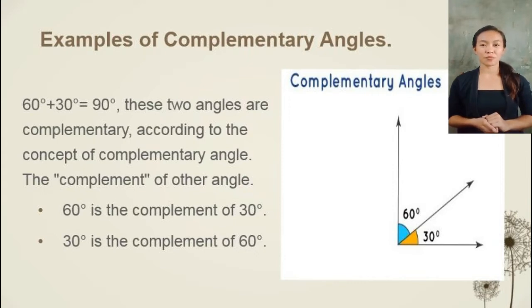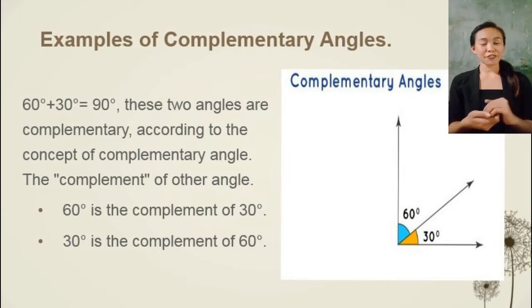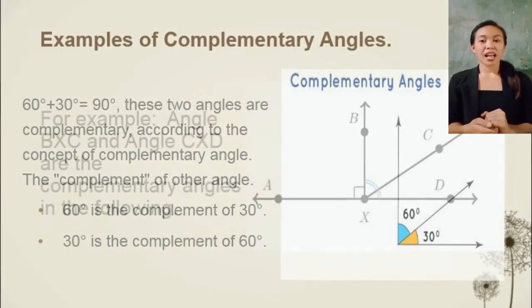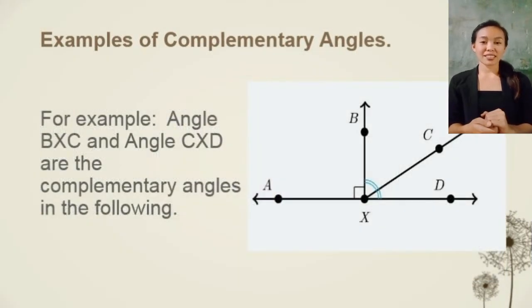Second example. As we can see in the second figure, complementary angles are two angles with the sum of 90 degrees. A common case is when they form a right angle. For example, angle BXC and angle CXD are the complementary angles in the following. But remember that angle BXD must be a right angle because angle AXB is a right angle.